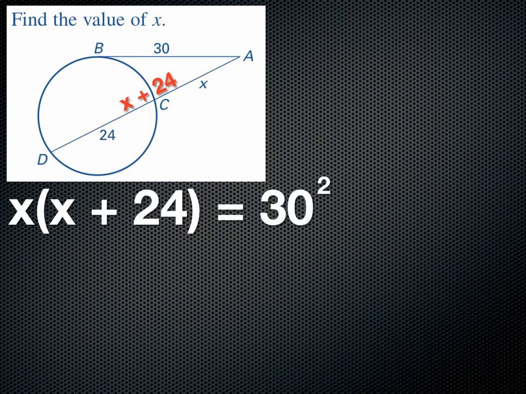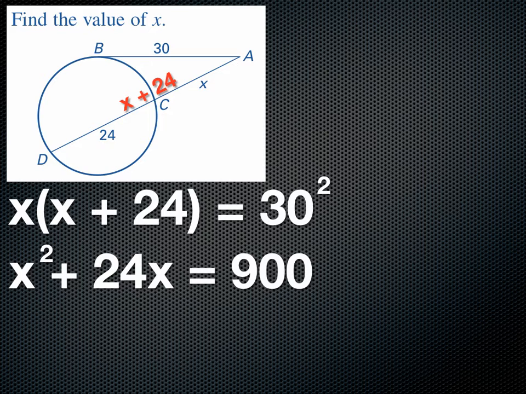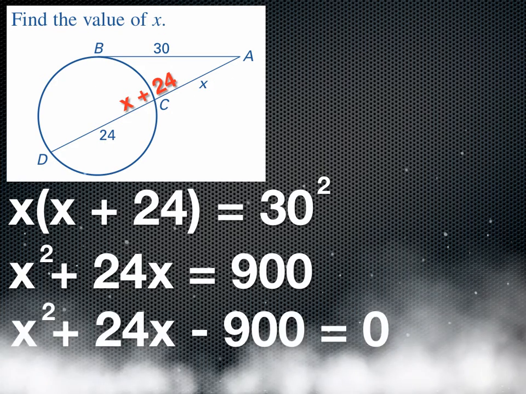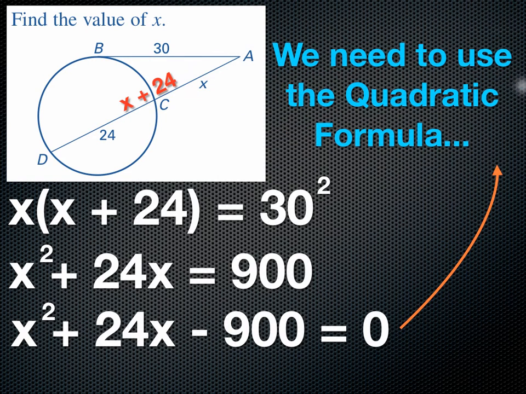Go ahead and distribute your x and square 30. When I do so, I get x squared plus 24x equals 900. To solve for this, I'm going to need to put it into standard form, which means that I get all of my numbers over on one side. So I subtract 900 from both sides. I have x squared plus 24x minus 900 equals 0. And I do this because in order to solve for x, I need to use the quadratic formula.